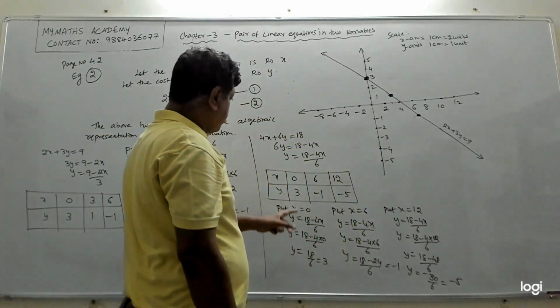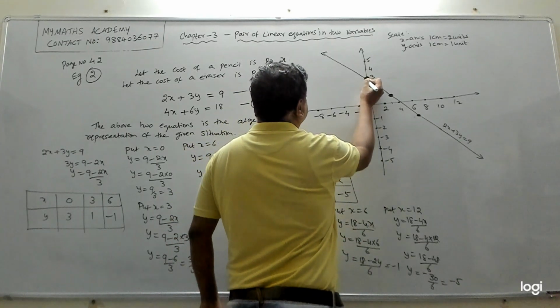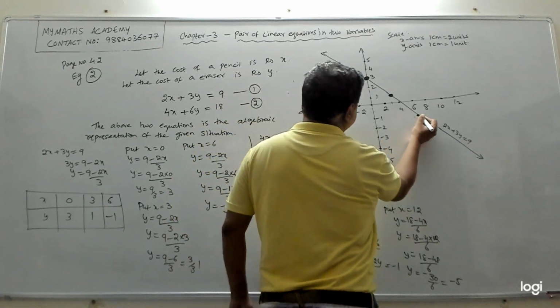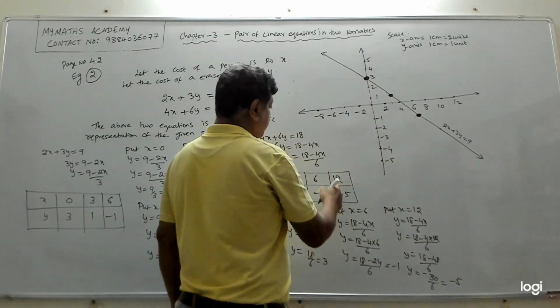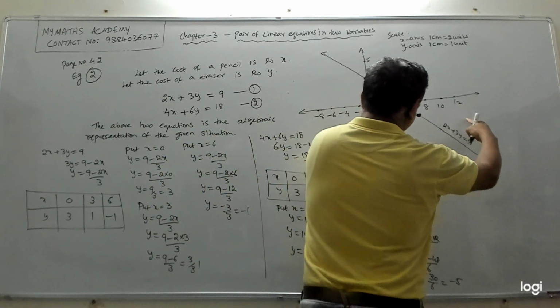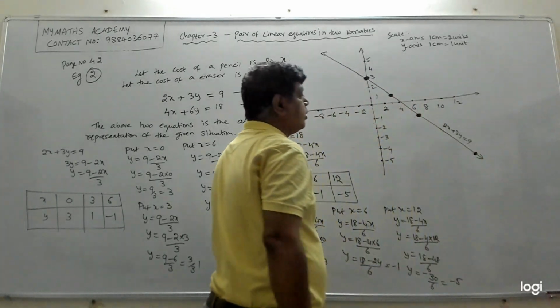For that we have done the graph here. So 0 comma 3. So 0 comma 3 is what? This point again, 0 comma 3. Now 6 comma minus 1 is again this point. Then 12 comma minus 5. 12 is here, right? And minus 5 is here. So both will come and meet here. This will be 12 comma minus 5.